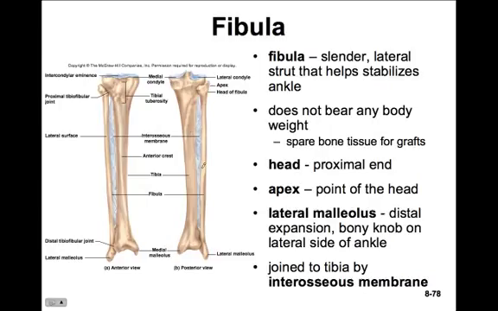These two bones, just as in the bones of the forearm, are also joined by an interosseous membrane. Inter meaning between, osseous meaning bone. So it's a membrane between the bones. It adds to stability in the lower leg.